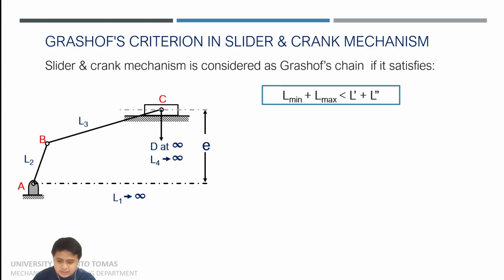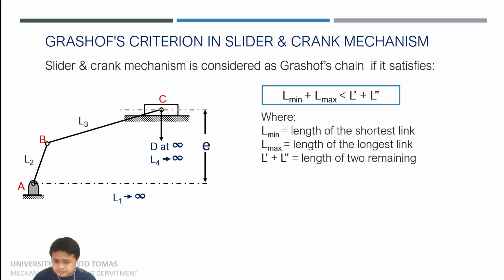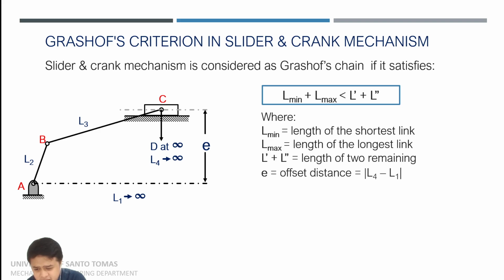Using Grashof's criterion, we can define the largest length as, let's say, L1 or L4. But the smallest link, or the shortest link, is L2. We can also define the offset distance as E, which is the difference between the two. So we have an absolute value because the max can be L1 or L4. We do not know because they are both infinity.